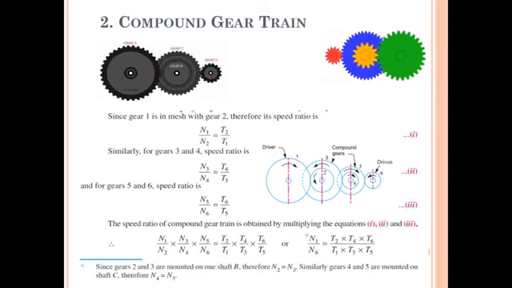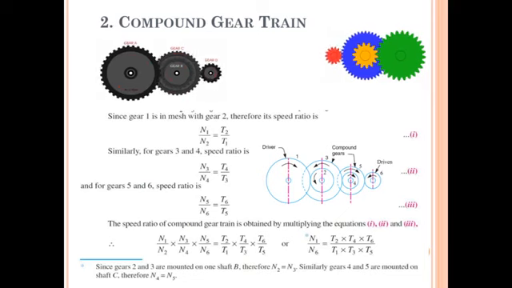In this case also, each intermediate shaft has two gears rigidly fixed to each other so that they will rotate in the same direction. You can observe in that animation once again, gear A is meshed with B, B and C are mounted on the same shaft, and you can observe B and C gears are rotating in the same direction, that is anti-clockwise direction, isn't it?